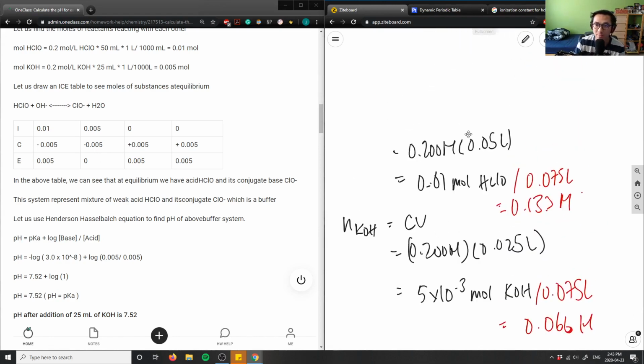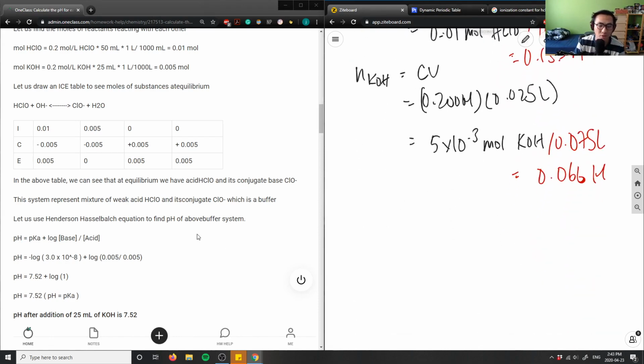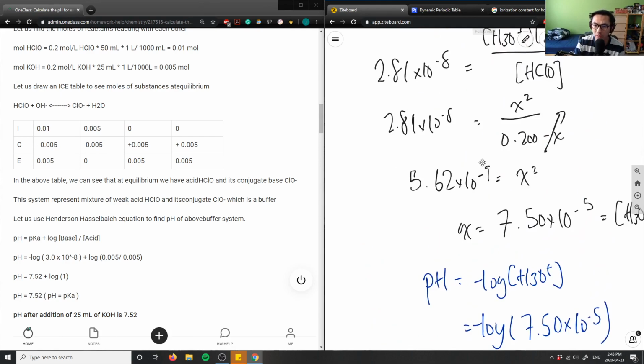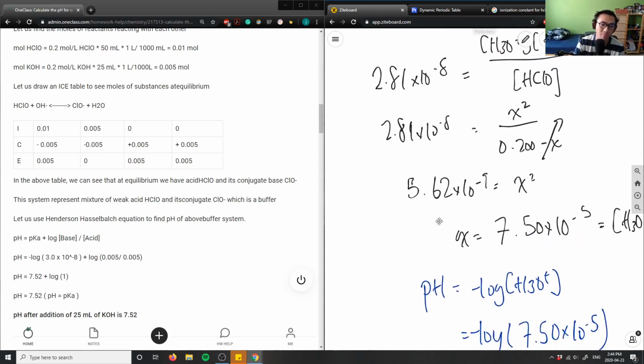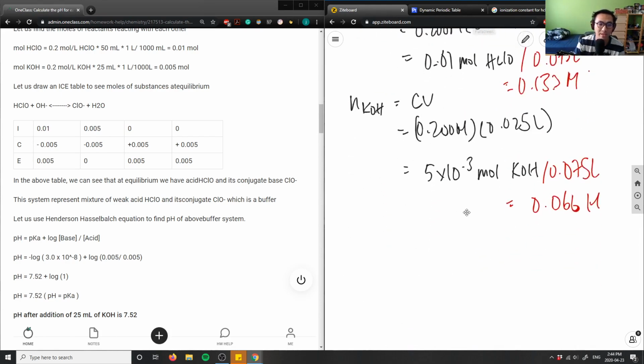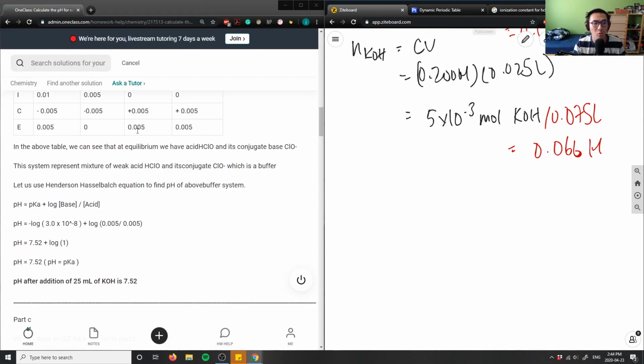So the pKa is simply the negative log of our Ka value, which was 2.81 times 10 to the negative 8. If you take the negative log of this number, you get the pH. This would be at the half equivalence point.